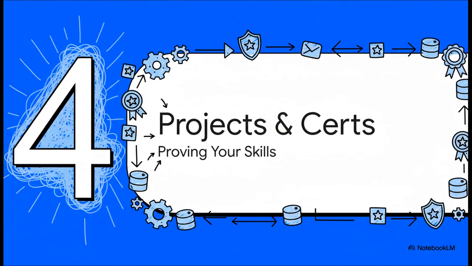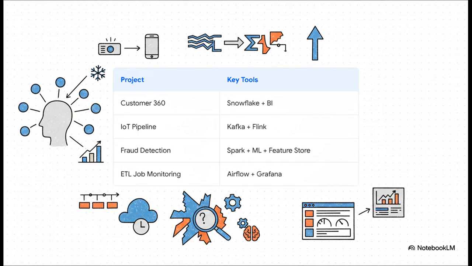Look, knowing the theory is one thing, but what really gets you hired? Proving you can actually build stuff. This is where projects and certifications become your secret weapons. They are the tangible proof that will make you stand out from the crowd. Seriously, don't just list skills on your resume, build something real.